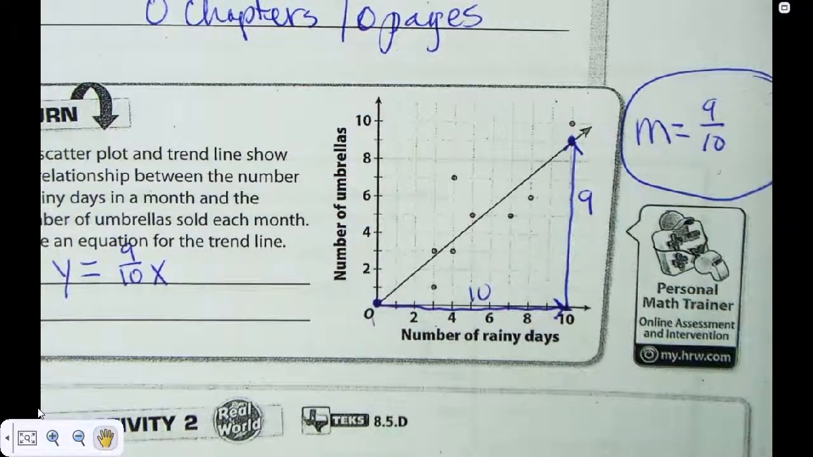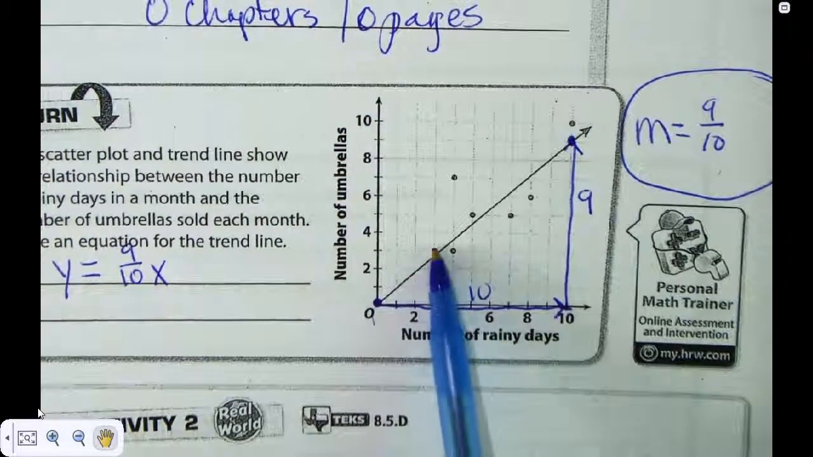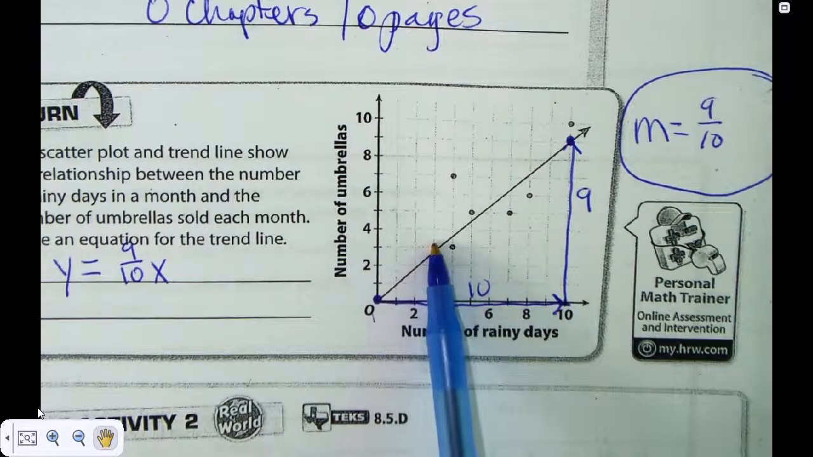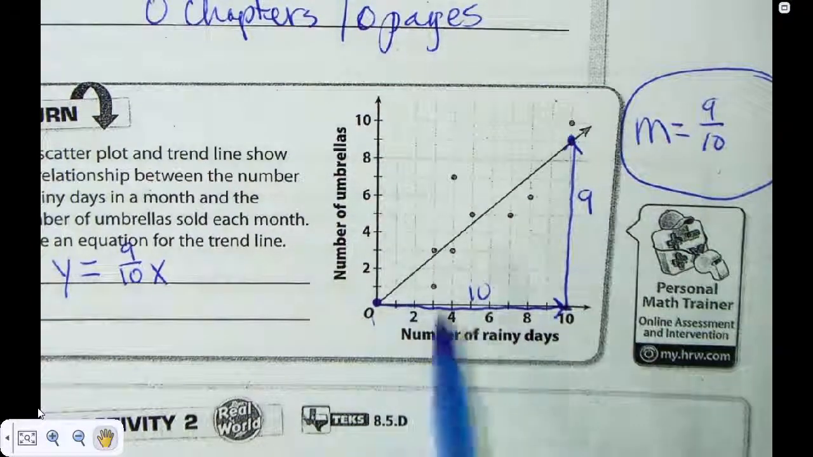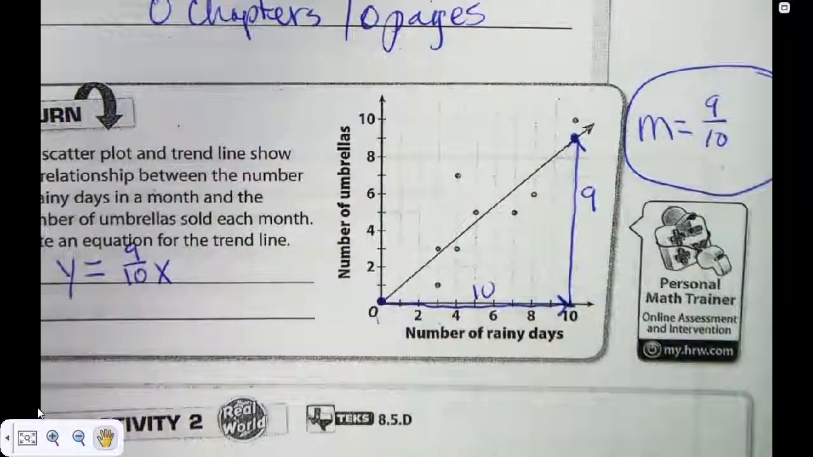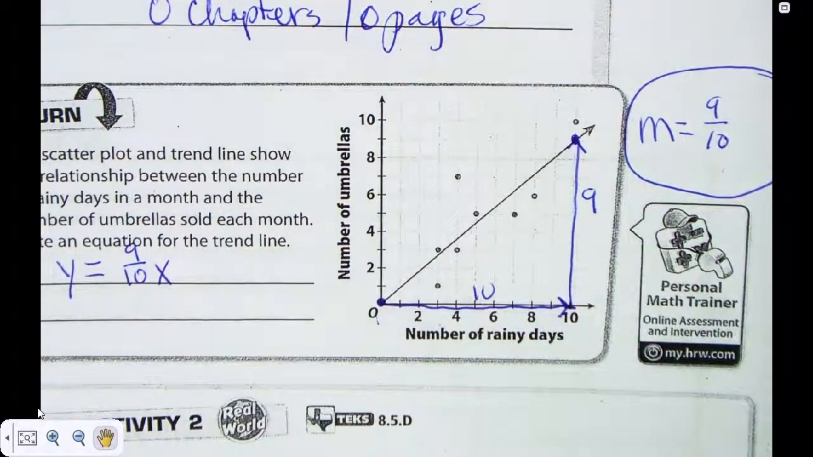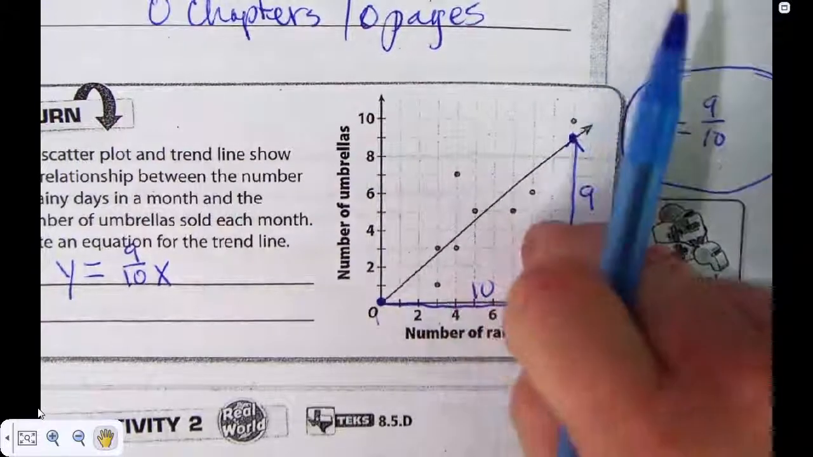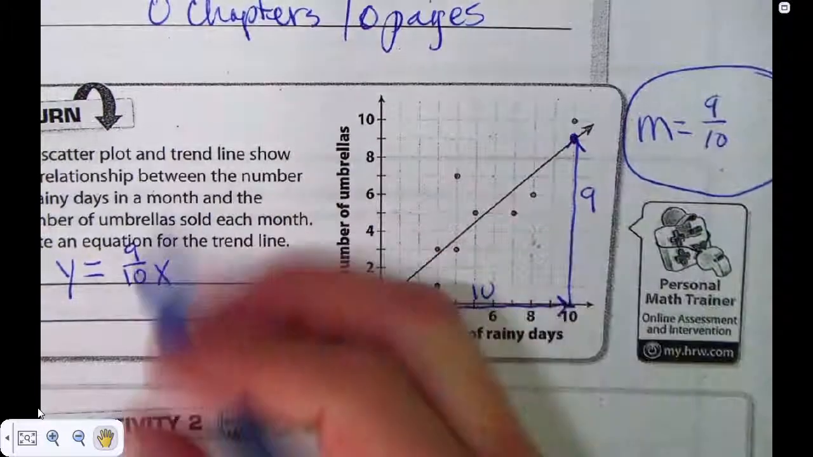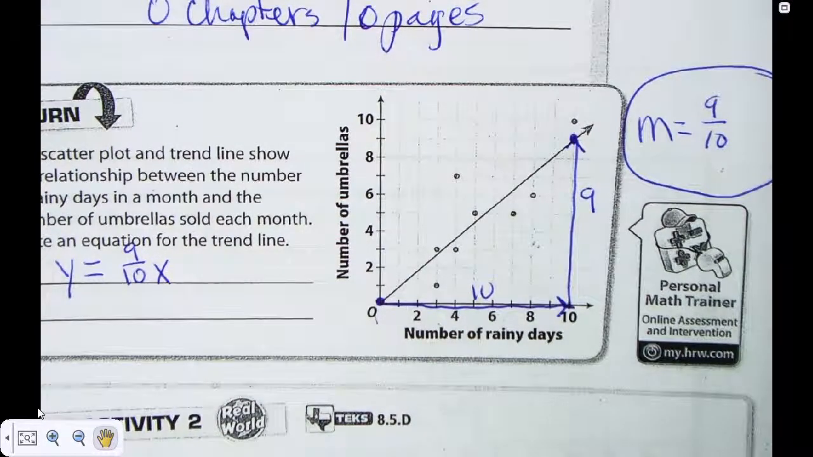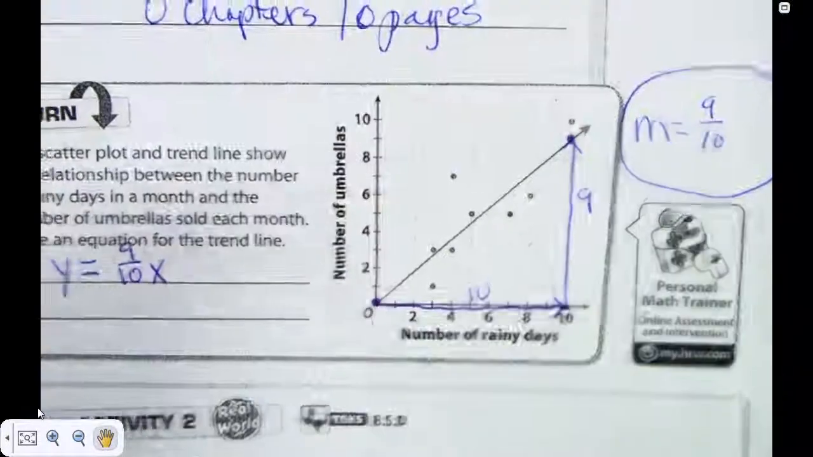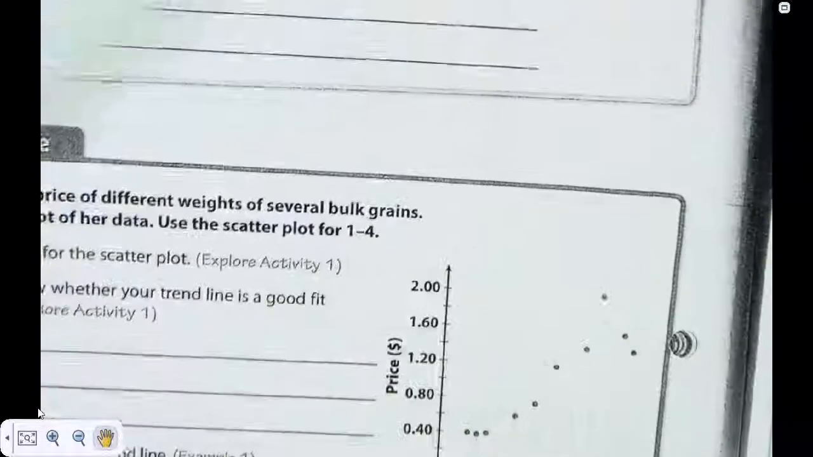Okay, so on 3 rainy days, 3 umbrellas were sold. That's a prediction that we can see on the graph. If I said, well, on 20 days, that's not something I can look at, can I? So I'd have to put 20 in here. Now, can you sell 9/10 of an umbrella? Yeah, you'd have to round it off to 1, huh? If you were actually doing the work and thinking about it.